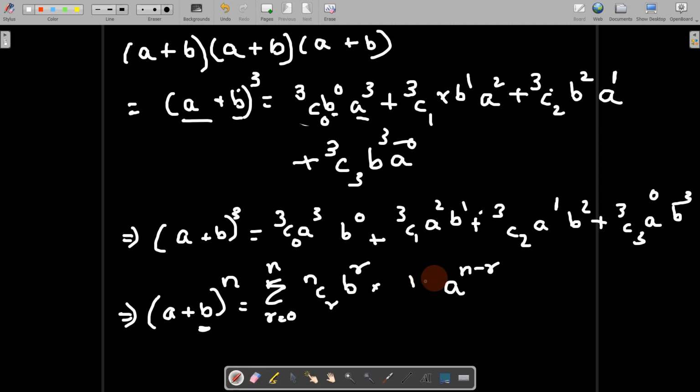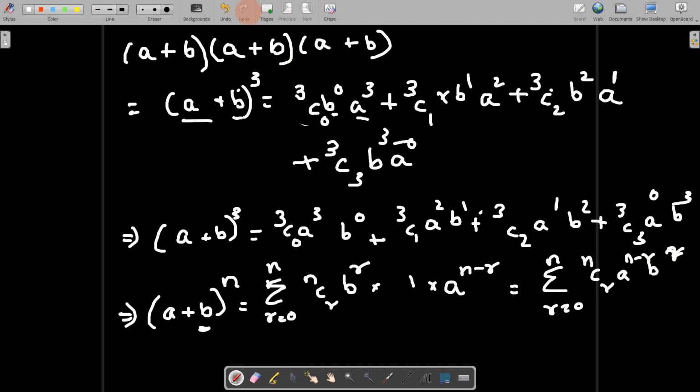And this is written in the format summation r equals 0 to n, n choose r, a power n minus r, b power r. Hope this is clear. Okay.